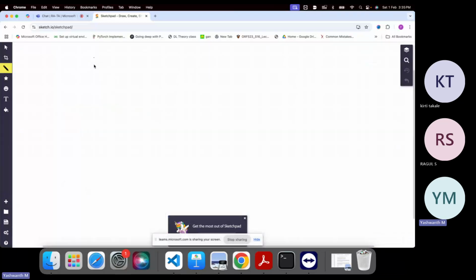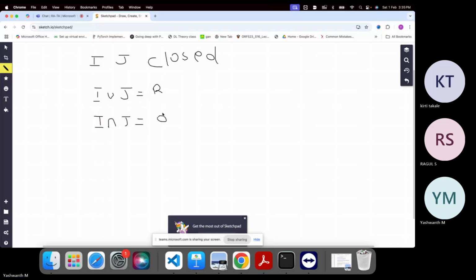So here's the thing, right? I and J have to be closed. But then it is said that I union J is R and I intersection J is empty. Is such a thing possible in the first place, right? These are closed intervals. So our entire space is R. We are not looking at anything beyond R.